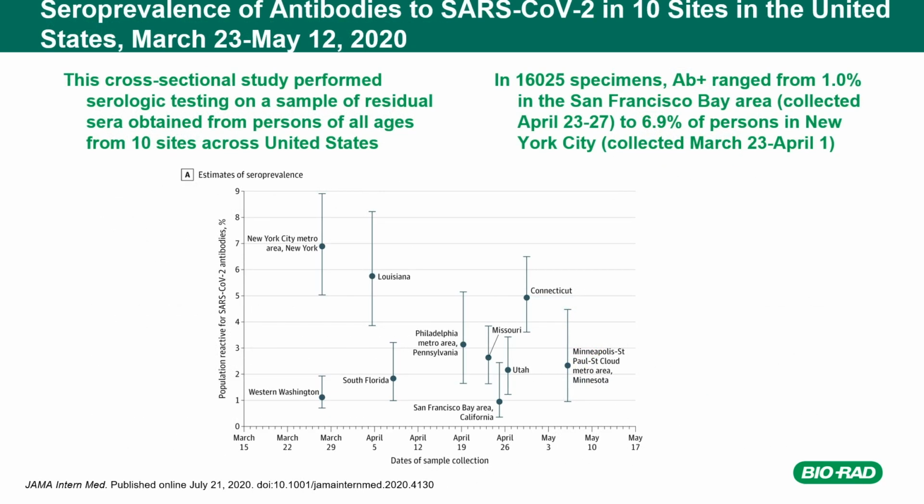As I mentioned on the last slide, there are now several pieces of data that indicate the prevalence of SARS-CoV-2 infection is much higher than indicated by viral RNA testing. In addition to several single-site or regional studies, a new cross-sectional serological study was performed by the United States CDC on a sample of residual sera obtained from persons of all ages from 10 sites across the United States. After testing greater than 16,000 samples, for most sites, it is likely that greater than 10 times, with a range of 6 to 24, more SARS-CoV-2 infections occurred than the number of reported COVID-19 cases as tested by RNA diagnostic methodology.